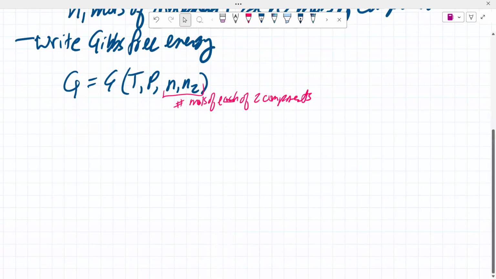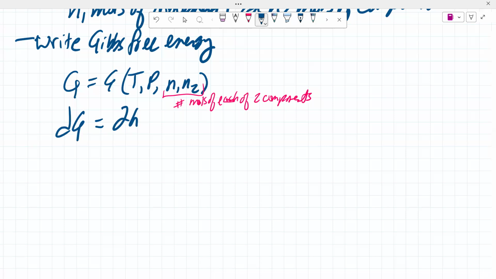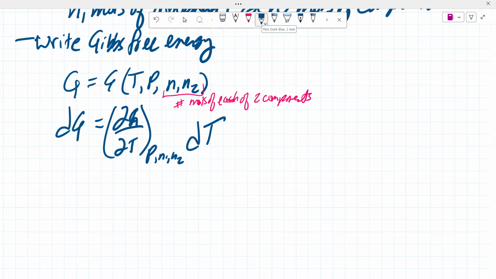So let's go ahead and write. dG equals (dG/dT) with P, n1, and n2 held constant, dT. So what does this say? It says that it is looking at the change in the Gibbs free energy with respect to temperature. That's why we have dT over here. And the things being held constant are pressure and the number of moles. When you have some stuff in your solution, you can't change the amount of stuff in the solution.